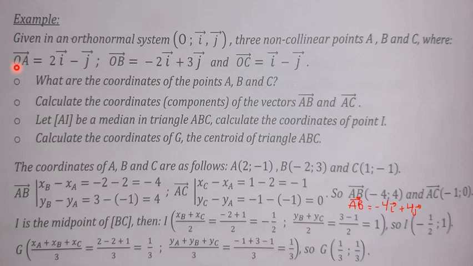Last part: calculate the coordinates of G, the centroid of triangle ABC. So the x, or the abscissa, is x of A plus x of B plus x of C over 3. So we have 2 minus 2 plus 1 over 3, which is 1 over 3. And y of A plus y of B plus y of C over 3, we have 1 over 3. So G is 1 over 3 for x and 1 over 3 for y. So these are the coordinates of point G. And that's it.